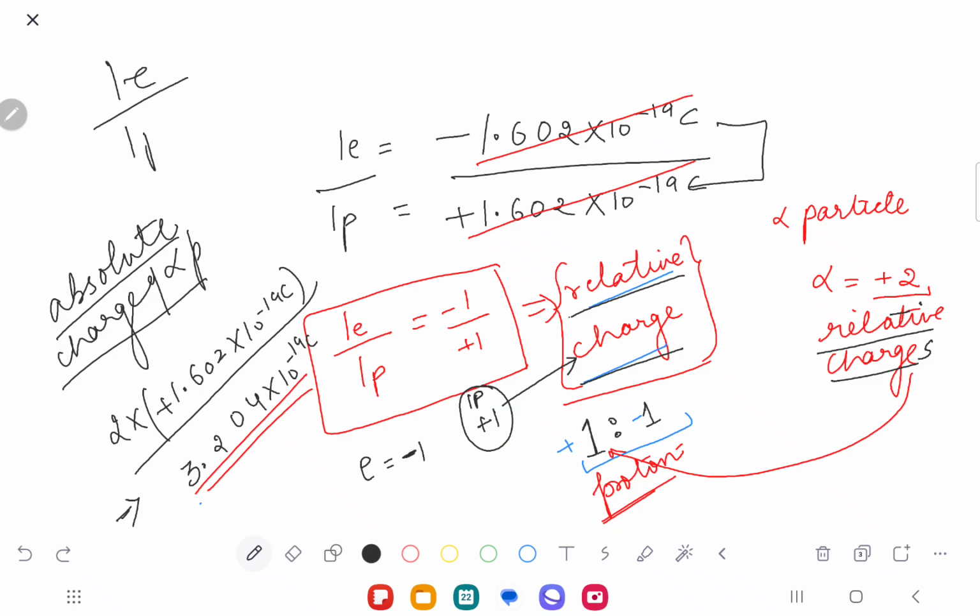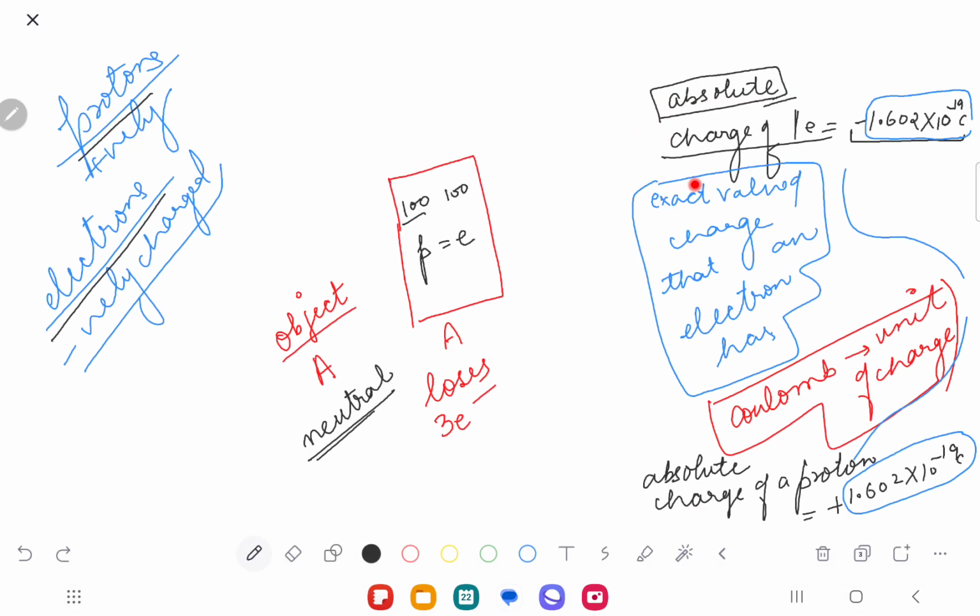When I say 1 electron upon 1 proton, you understand the unit coulomb also gets cancelled. So you have to understand that relative charge has no unit, because it is a ratio. Coulomb cancels coulomb. Yes or no? Now let's talk about the previous example.